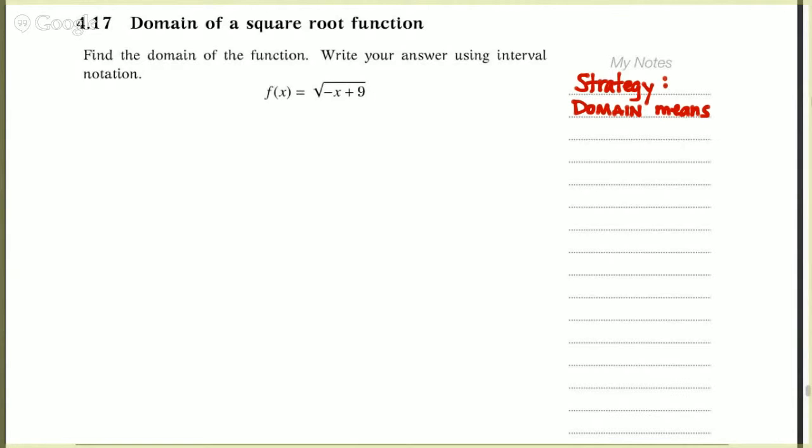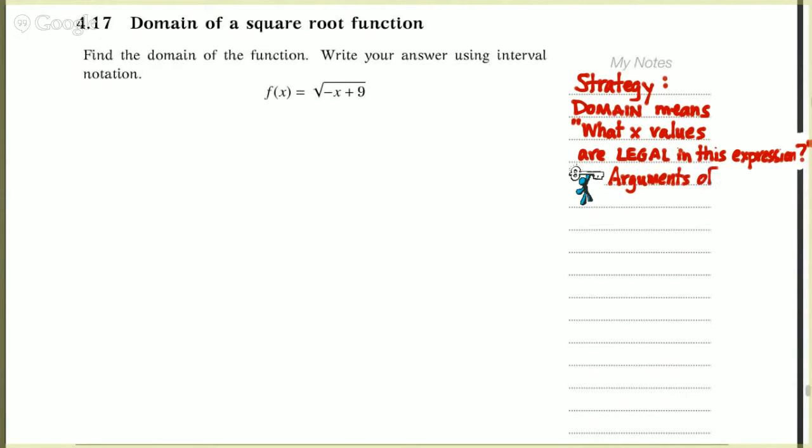So the strategy here is to remember what domain means. The domain of a function tells us which x values, x is representing the input to our function here, are legal to put into this expression. In other words, which values of x can I put into this expression, square root of negative x plus 9, and get out an answer that makes sense, an answer which is a real number.